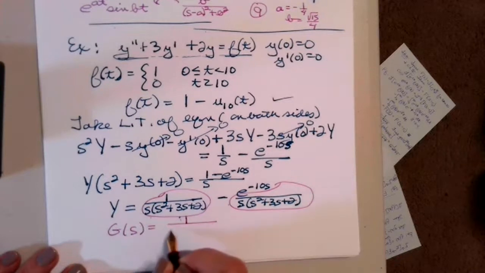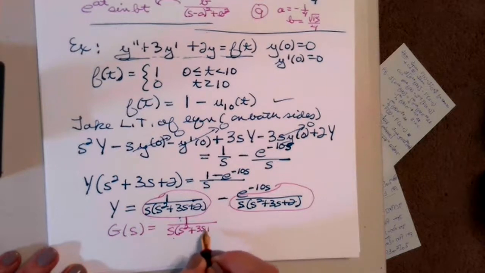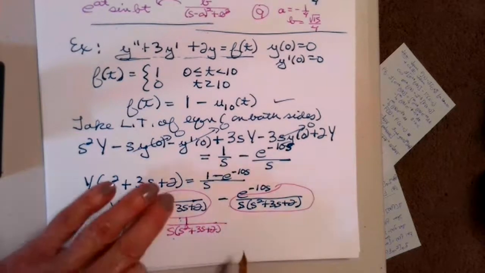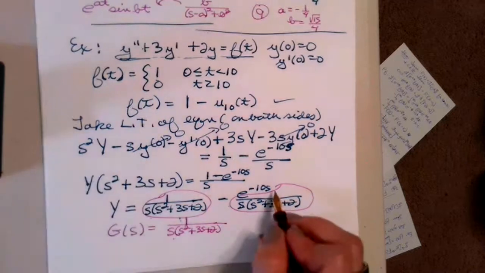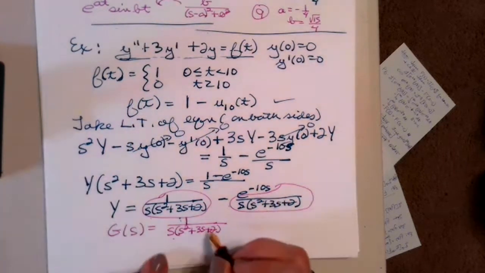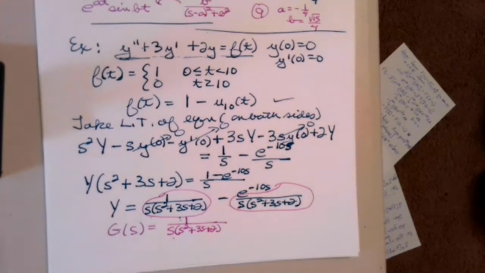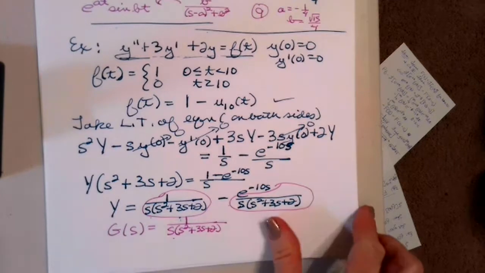I need to know the Laplace transform of this guy. For this piece, that'll do it. For this piece, I have an e to the minus cs times the Laplace transform of something I know. Then I'll have to work with that on the chart. So let's go on and try to find the inverse Laplace transform of G.